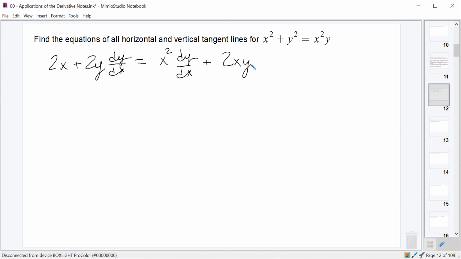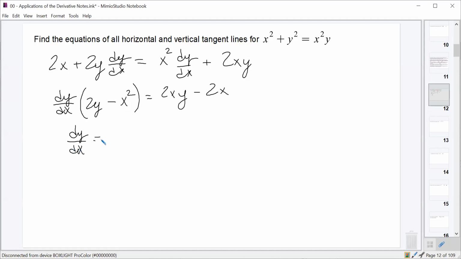We'll do a little bit of quick rearranging here to get all the dy dx terms onto one side, and we'll also factor out that dy dx. We'll have dy dx times 2y minus x squared, when I bring that x squared dy dx to the left, is equal to 2xy minus 2x, when I bring that over to the right side. And then we just divide. Dy dx gives us 2xy minus 2x over 2y minus x squared. So we've got our derivative.